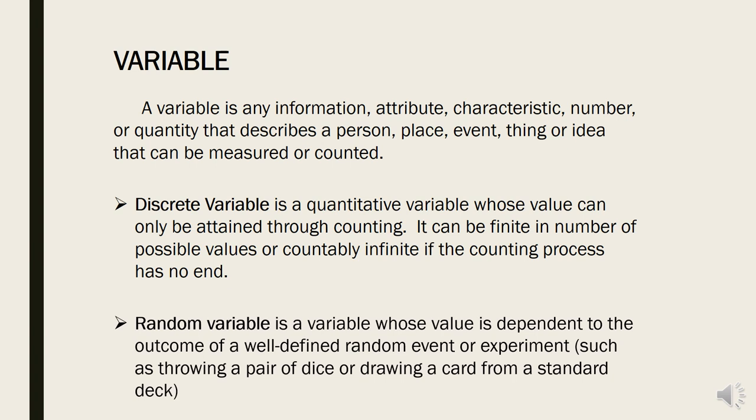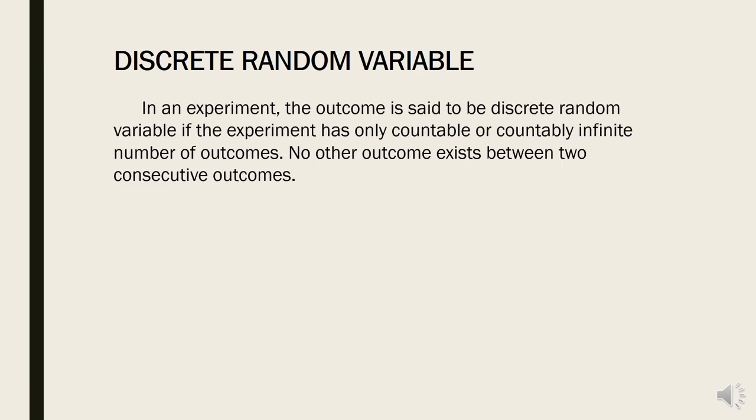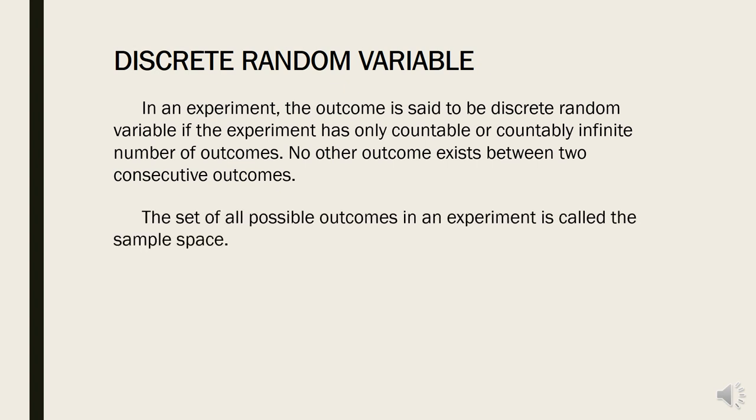Random variable. It is a variable whose value is dependent on the outcome of a well-defined random event or experiment, such as throwing a pair of dice or drawing a card from a standard deck. Let us now start with discussing the discrete random variable. In an experiment, the outcome is said to be a discrete random variable if the experiment has only a countable or countably infinite number of outcomes. No other outcome exists between two consecutive outcomes. The set of all possible outcomes in an experiment is called the sample space.